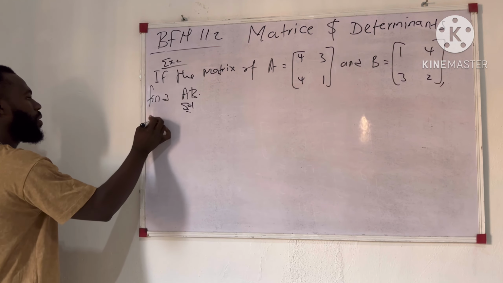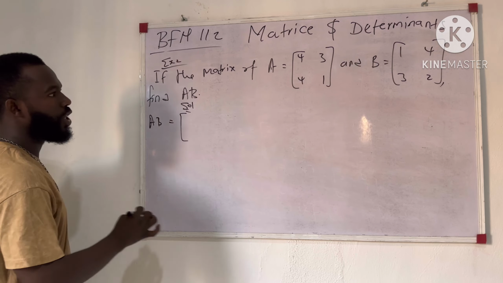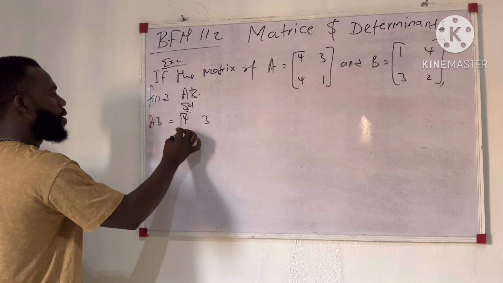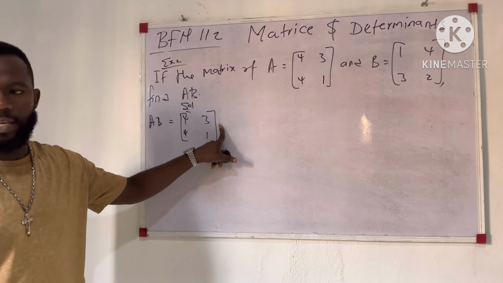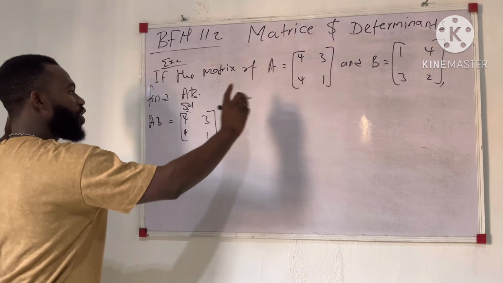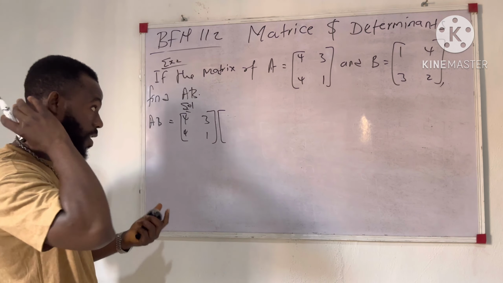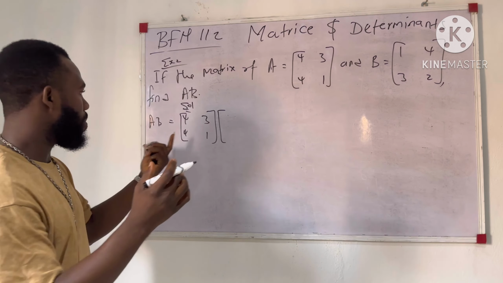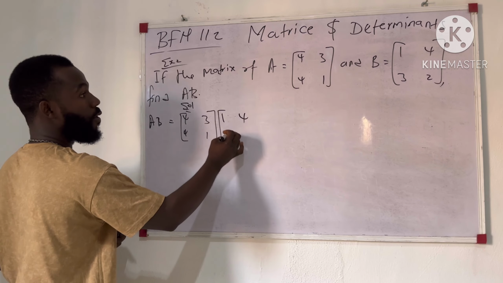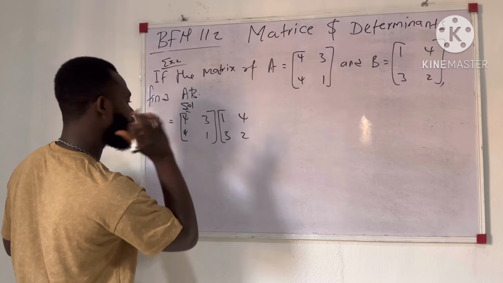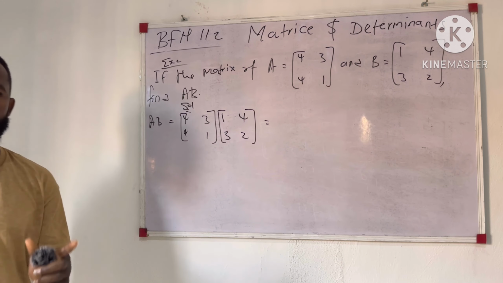AB is equal to the matrix of A, which is 4, 3, 4, 1. Now, there is no need for me to put times here. What I just need to do is to bring my other matrix close to it. When there's no sign between the two matrices, it means we are multiplying. So here becomes times 1, 4, 3, and 2. Now, this is how it works.